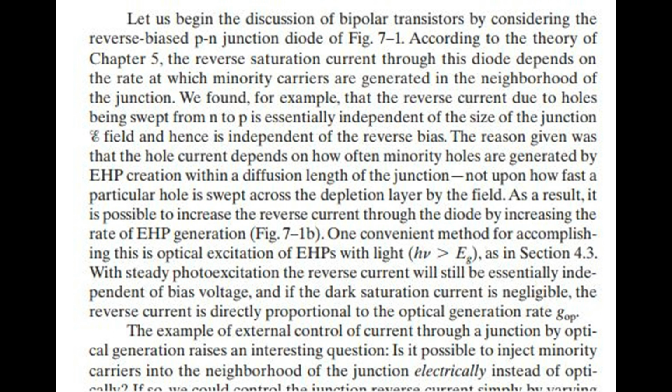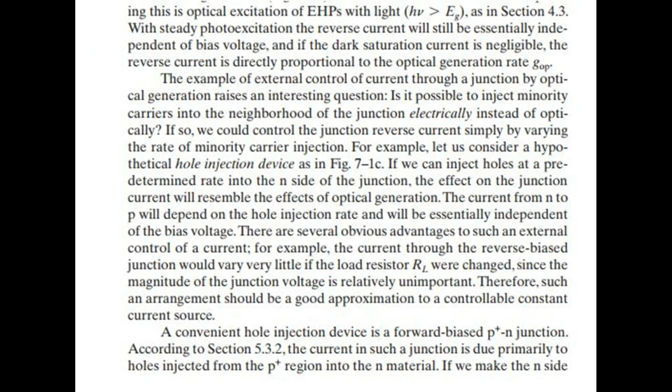The example of external control of current through a junction by optical generation raises an interesting question. Is it possible to inject minority carriers into the neighborhood of the junction electrically instead of optically? If so, we could control the junction reverse current simply by varying the rate of minority carrier injection. For example, let us consider a hypothetical hole injection device as in Fig. 7.1c. If we can inject holes at a predetermined rate into the N side of the junction, the effect on the junction current will resemble the effects of optical generation. The current from N to P will depend on the hole injection rate and will be essentially independent of the bias voltage.